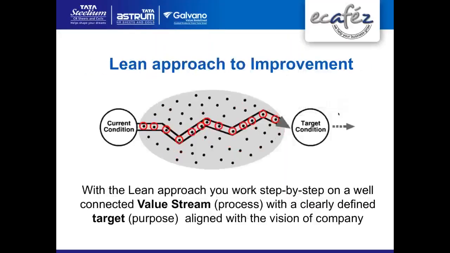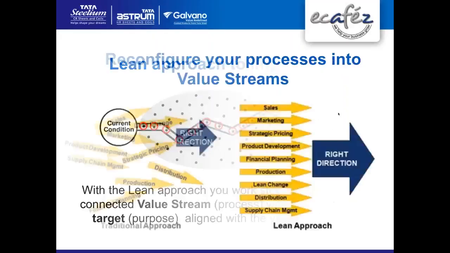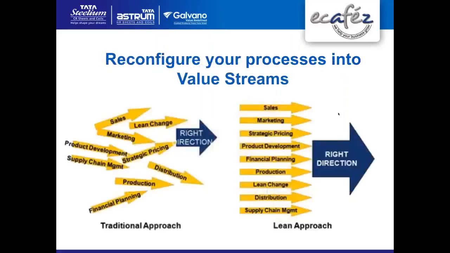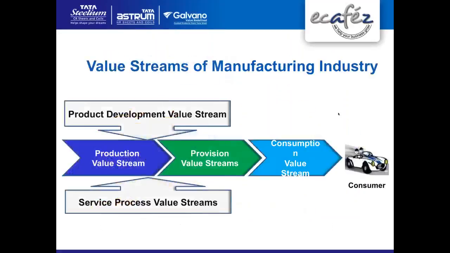So this is the approach. It is called a value stream. Each value stream has to be taken, and the problem has to be selected so that we start getting better results. This is the lean approach: reconfiguring your process into value streams. From the random, chaotic condition, all the processes must be aligned. A separate value stream has to be created in the right direction, and each value stream has to be improved.